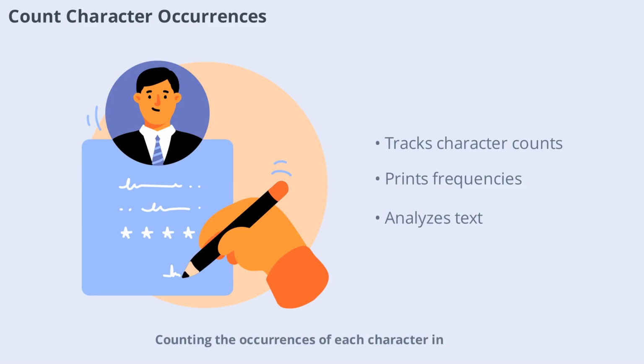Counting the occurrences of each character in a string is a classic frequency analysis problem. The program uses an array to track counts and prints the number of times each character appears. This is essential for text analysis and cryptography.